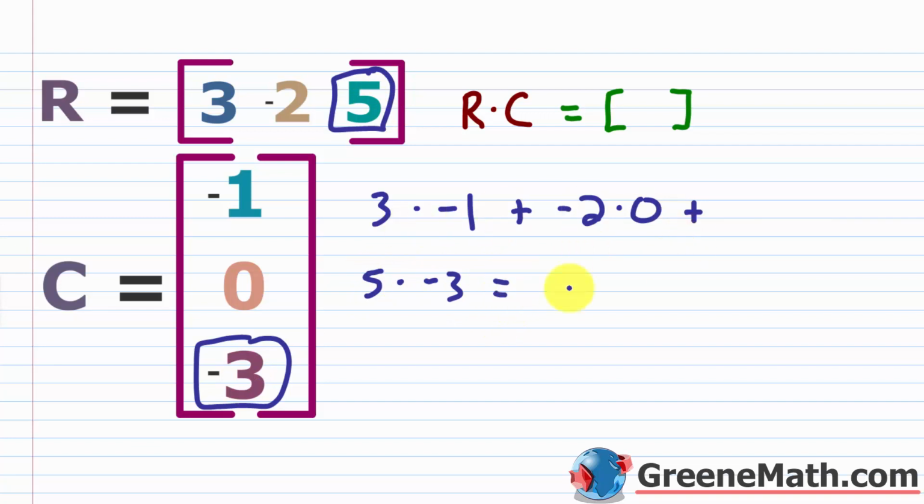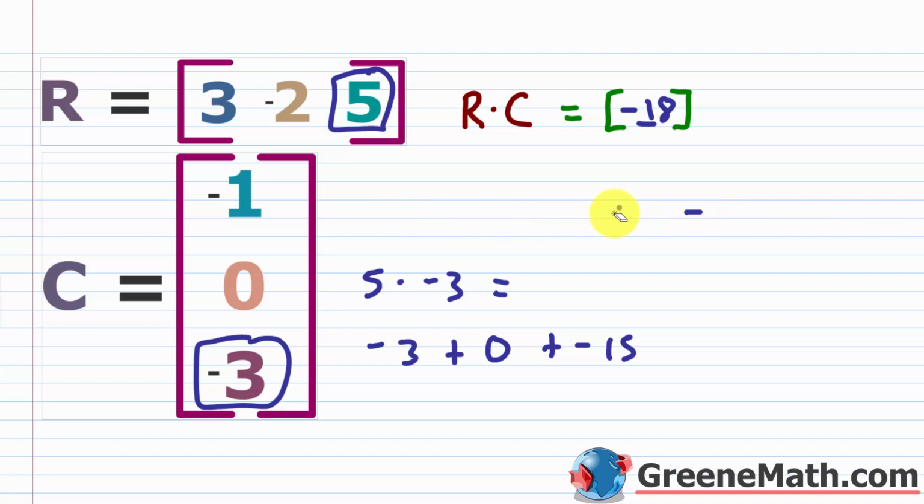I'm going to find this kind of result, and that's going to be what I'm going to put in there. Okay, and this might not make any sense at this point. That's okay. As we practice, we'll start to see what's going on here. So 3 times -1 is -3. Plus -2 times 0 is obviously 0. Then plus 5 times -3 is -15. So -3 plus -15 would be -18. So that is going to be the result of R times C.